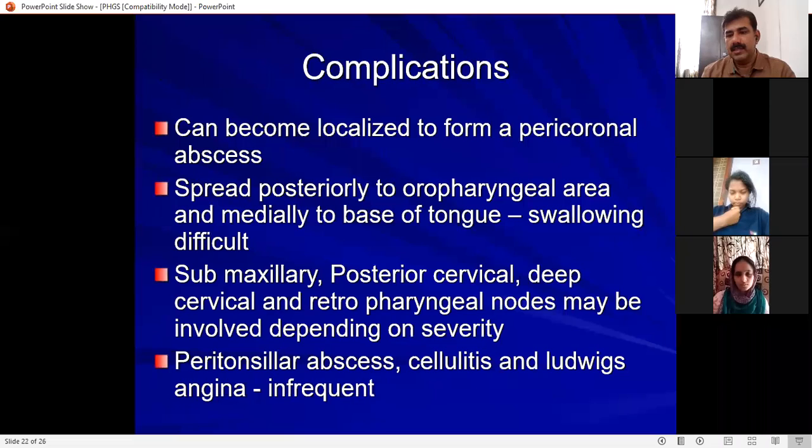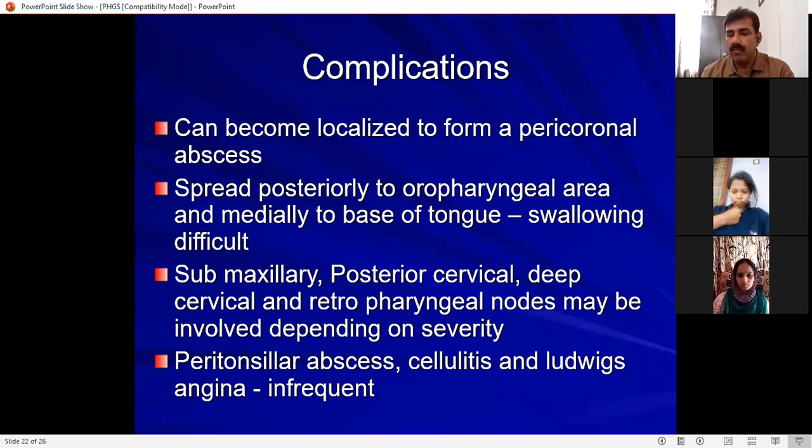What are the complications of this? Now, you in anatomy would have learned about different spaces. Here, this can involve different spaces. It can lead to space infection. That is the main complication of pericoronal abscess.